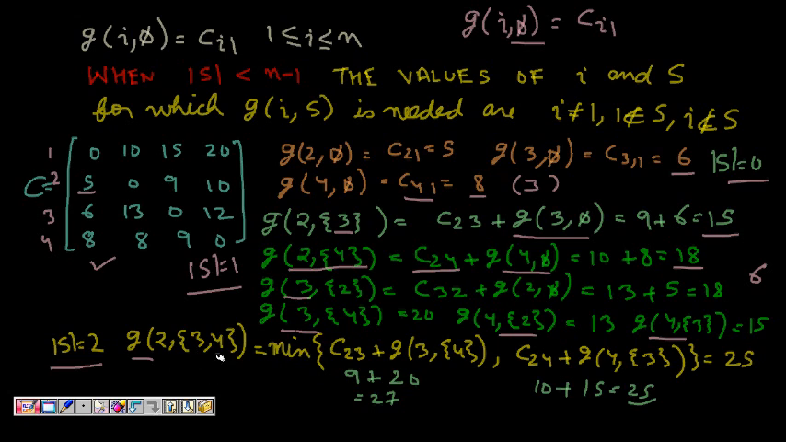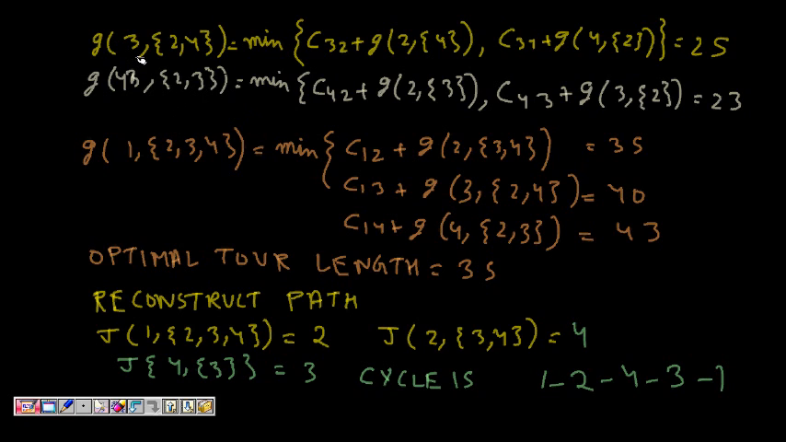So now I have two possibilities. One is I go from node 2 to node 3 and then get to 4, and the other is I go from node 2 to node 4 first and then node 3 and then 1. So it will be the minimum of c23 plus g3,4, which means I went to node 3 first and then took a path afterwards, and c24, where I went from 2 to 4 and then from 4 to 1 using node 3 in the path. I calculated these: it is 9 plus 20, 27, and this is 25.